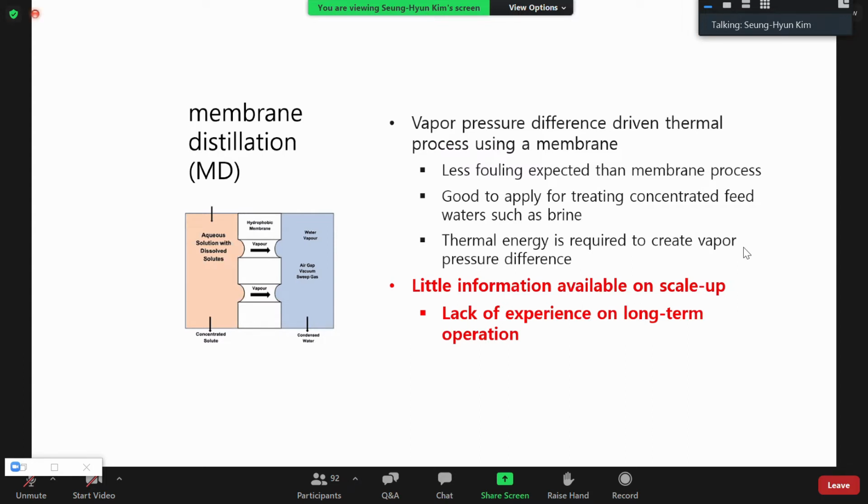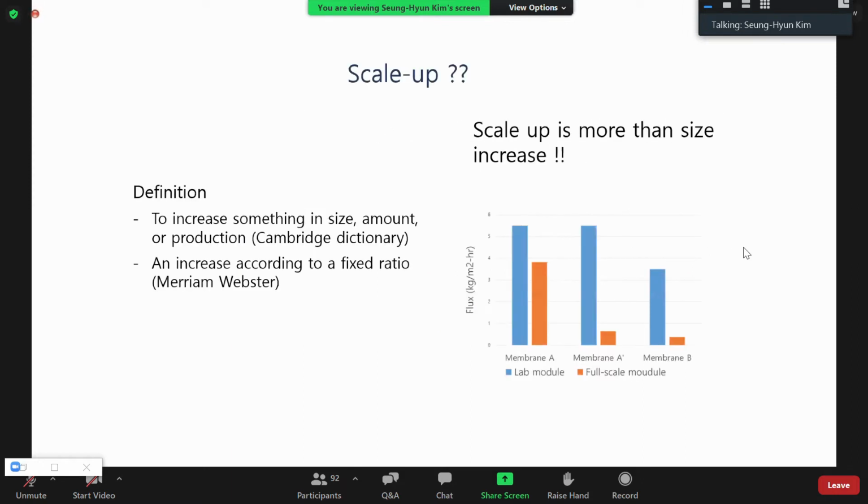Because this one is driven by the vapor pressure difference, we need to provide the vapor pressure difference across a hydrophobic membrane. We usually do that by temperature difference. So thermal energy is usually required. And this technology has not yet been commercialized. So we have very little information available on scale up of this technology. And we don't have experience on long-term operation of this MD pilot plant or a full plant.